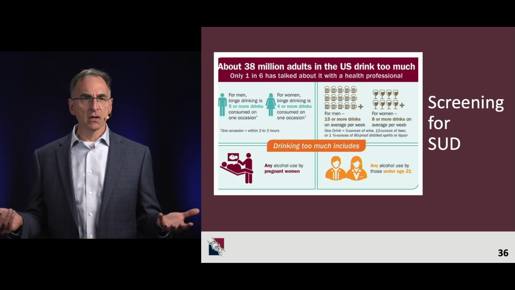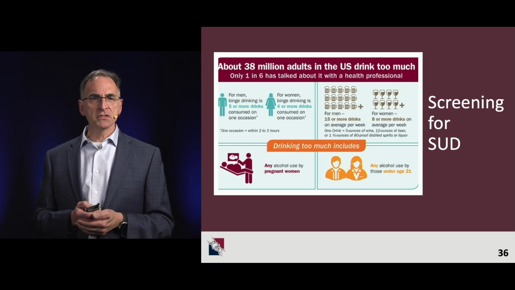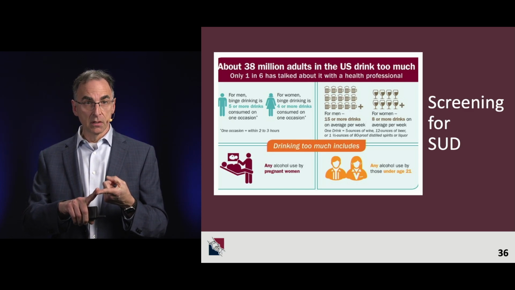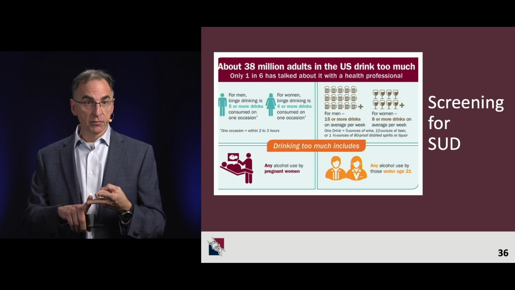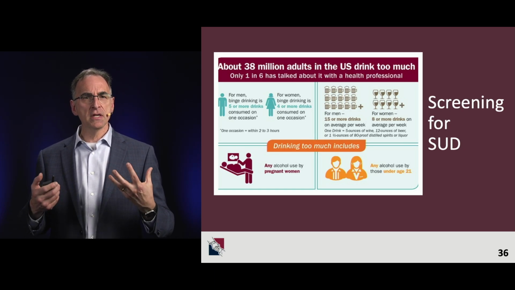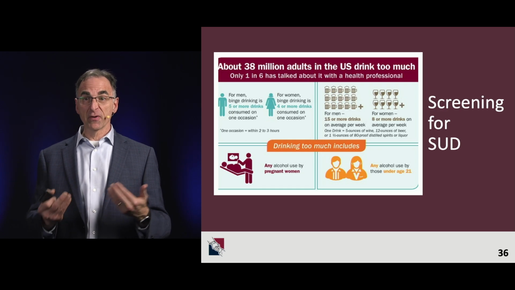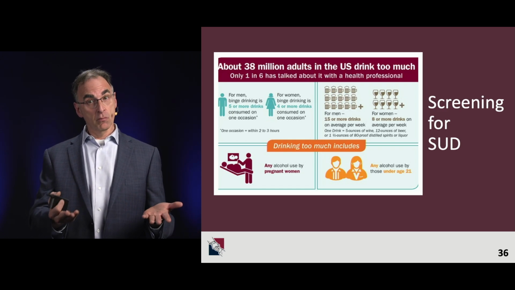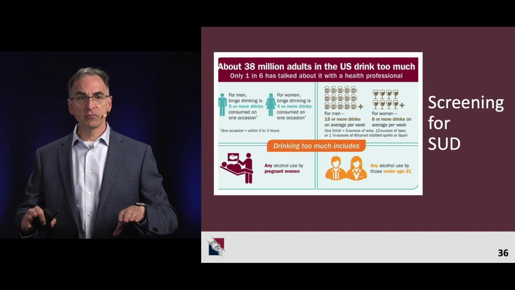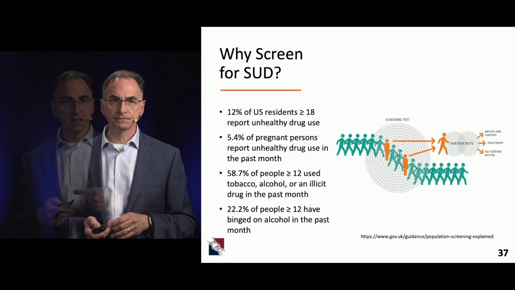It's the same with alcohol. About 38 million adults in the United States drink too much. That includes binge drinking, drinking heavily throughout the week, drinking during pregnancy. So it's a huge number of people that are either not reporting this to their clinicians, or more commonly, the clinicians are not asking about alcohol use, so these people are not being treated.